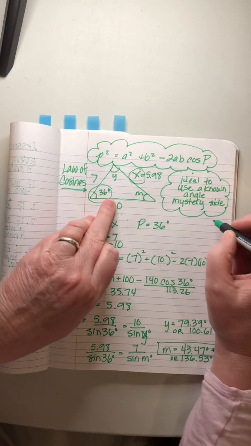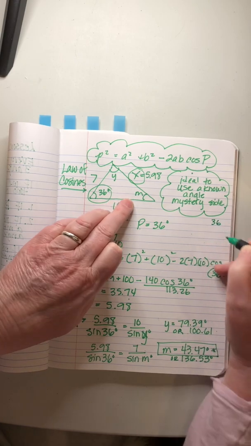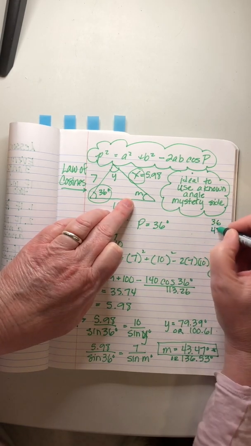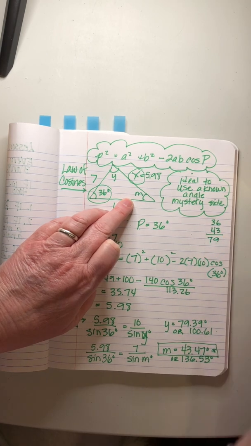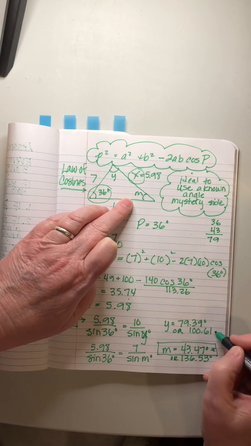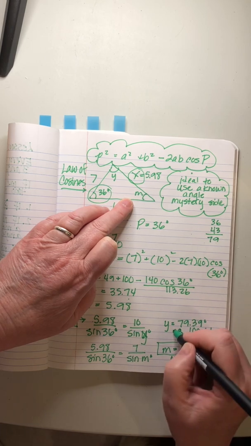Except I don't have my calculator. But 36 plus, I'm just going to say 43 for purposes of rounding. That much is 79. So I know that this one, I need the one that is 100, don't I? It's got to be this one.